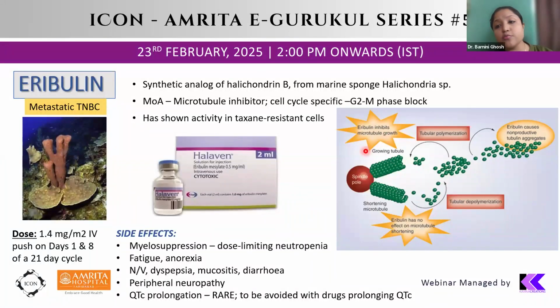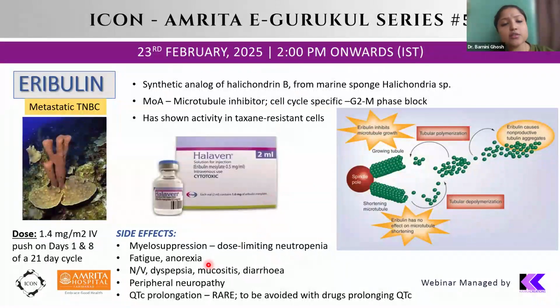So how does eribulin act? Eribulin inhibits microtubule growth, and thus it leads to formation of non-productive tubulin aggregates. Now these tubulin aggregates disrupt the mitotic spindle formation during cell division, and thus the cell division is arrested, which leads ultimately to cell death. This drug has shown activity in the taxane-resistant setting. And eribulin is available as a clear colorless liquid. It is available in 1 mg vials.